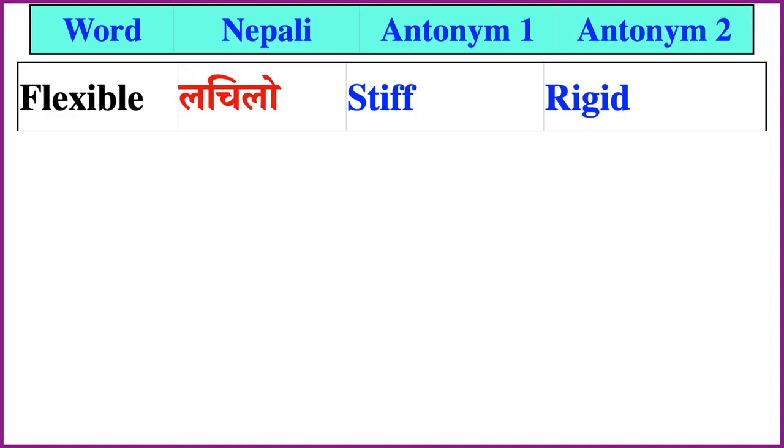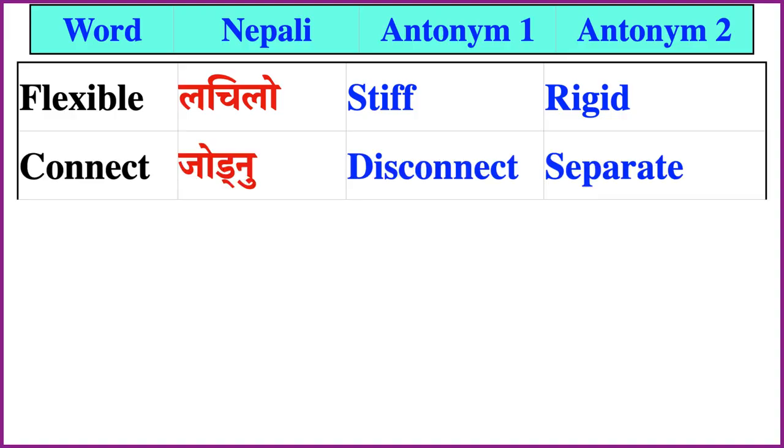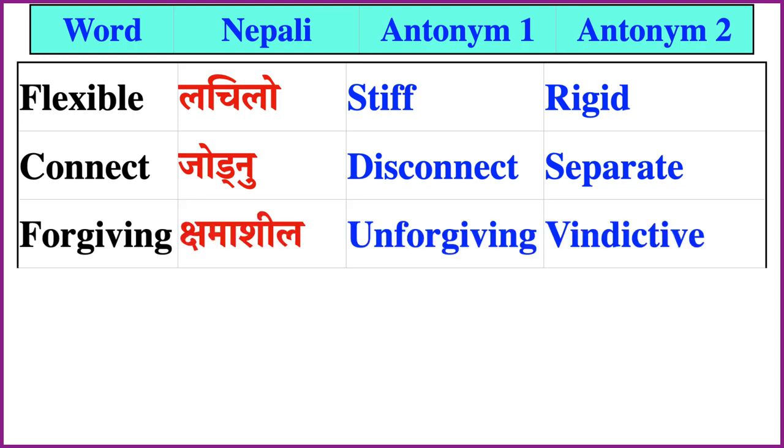Connect भनेको जोड्नु. And then antonyms are disconnect and separate. Forgiving भनेको क्षमाशील. Antonyms are unforgiving and vindictive.